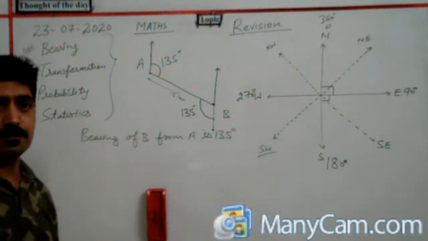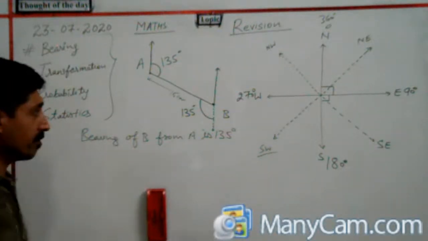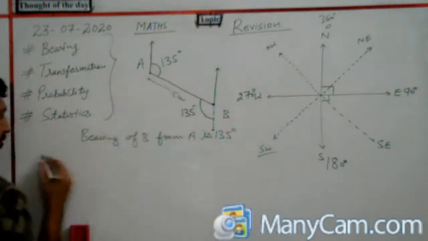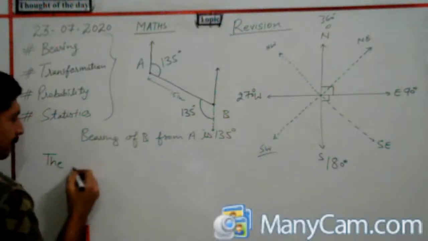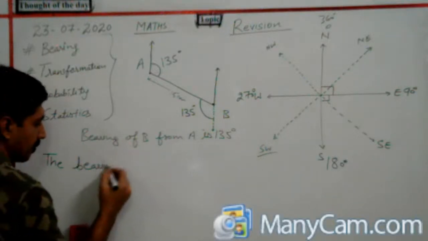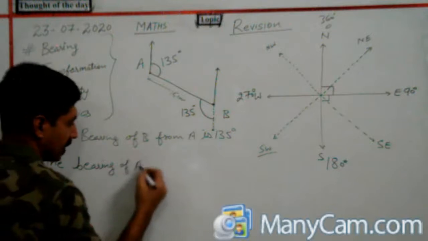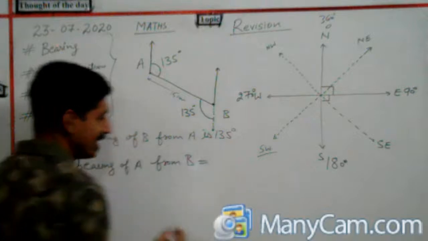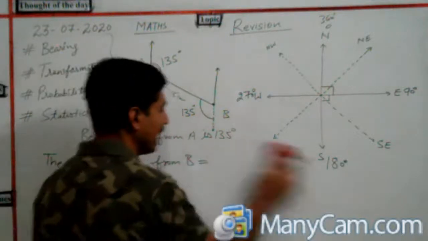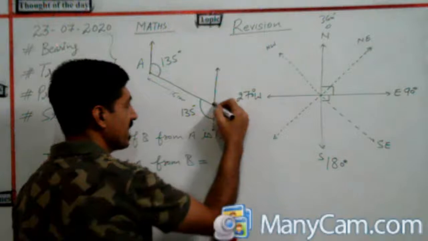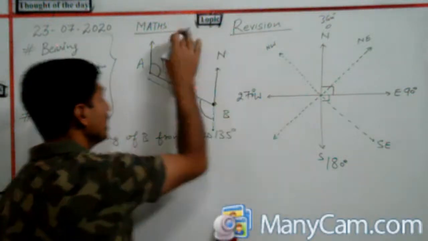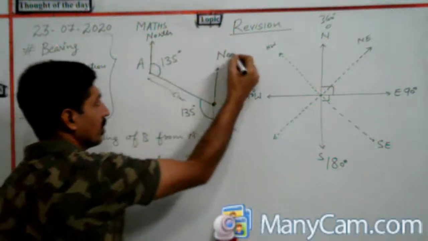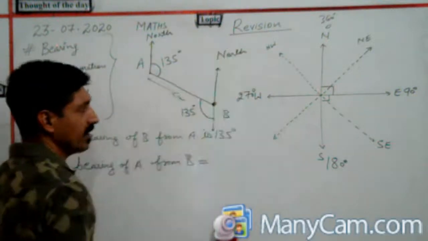This is the confusion you are having. Now if my statement is the bearing of A from B, this here is B, this is the north direction, here also it is the north direction, right? And both are parallel to each other.